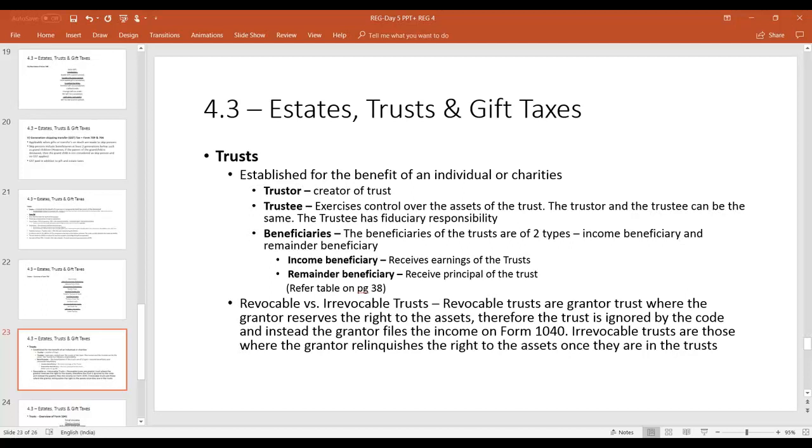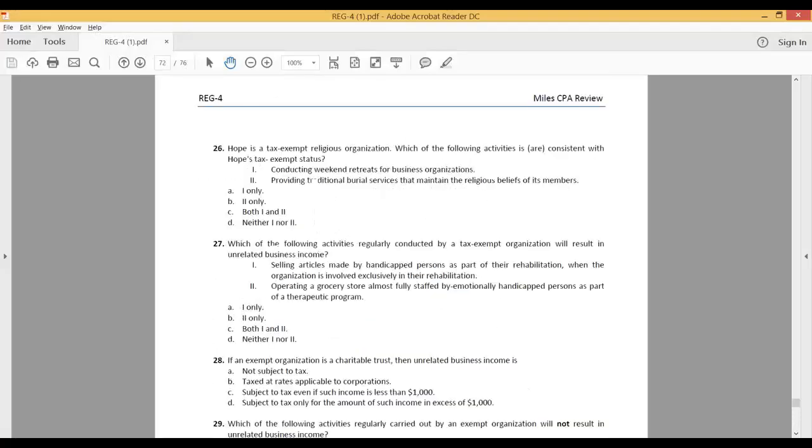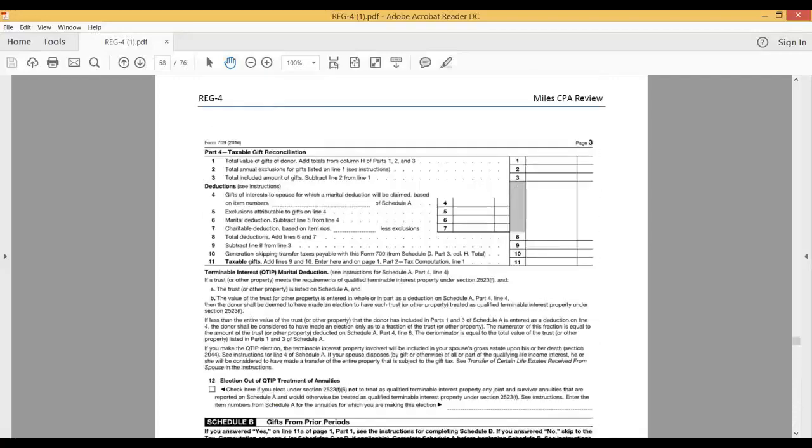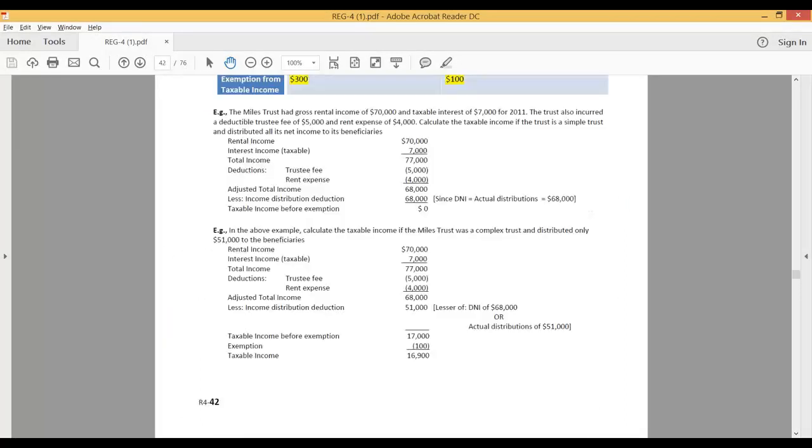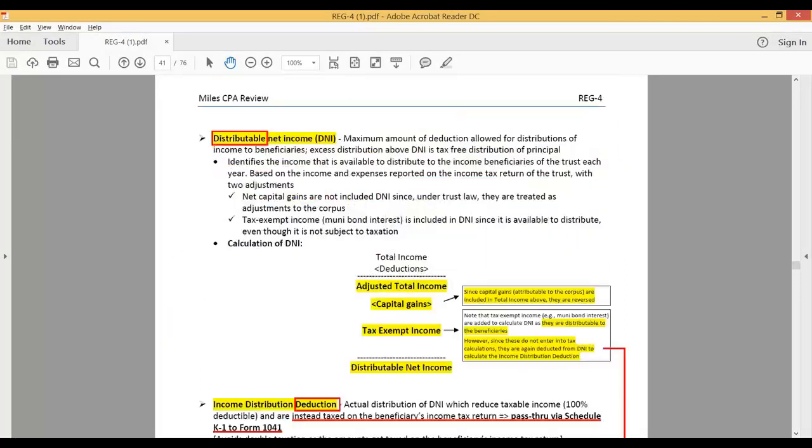The beneficiaries are those who benefit from the trust. Now, there are two types of beneficiaries. There's an income beneficiary and there is a remainder beneficiary. The income beneficiary receives the earnings of the trust, the income, whereas the remainder beneficiary receives the principal. Now, let's refer to that page, which is on page 28, which gives us examples of what is income versus what is remainder or corpus. Remainder is also called corpus, guys.